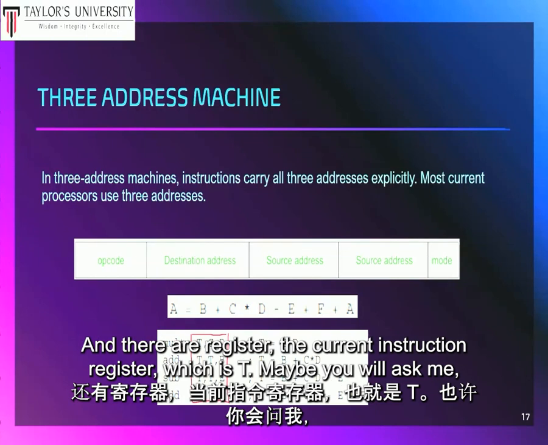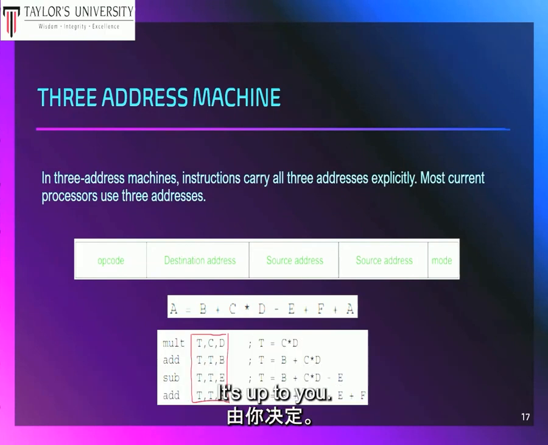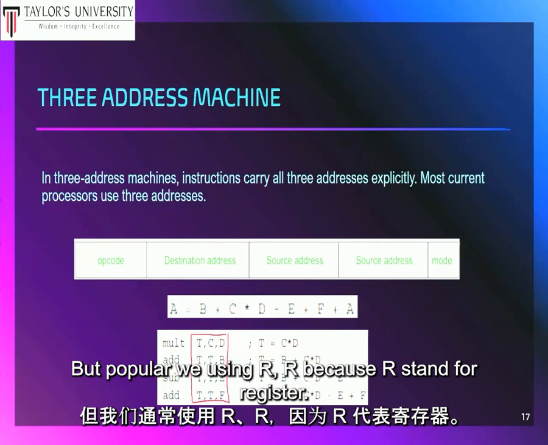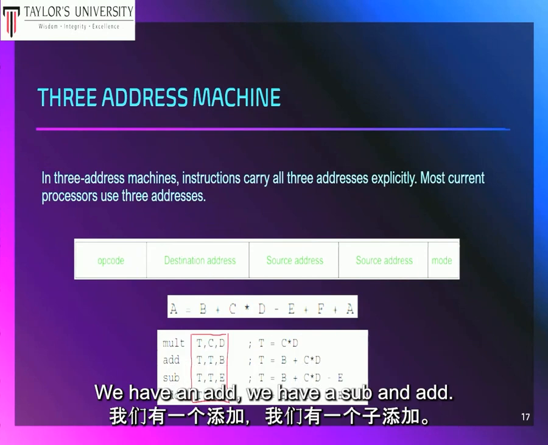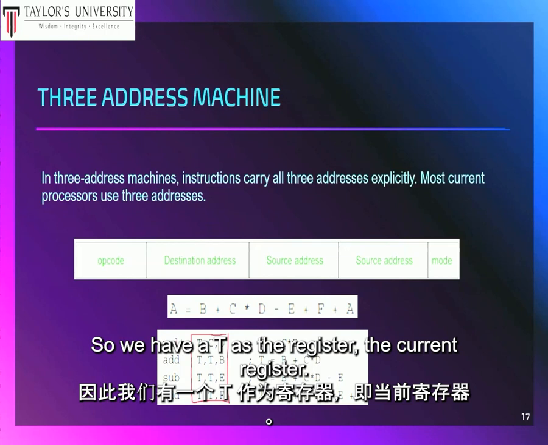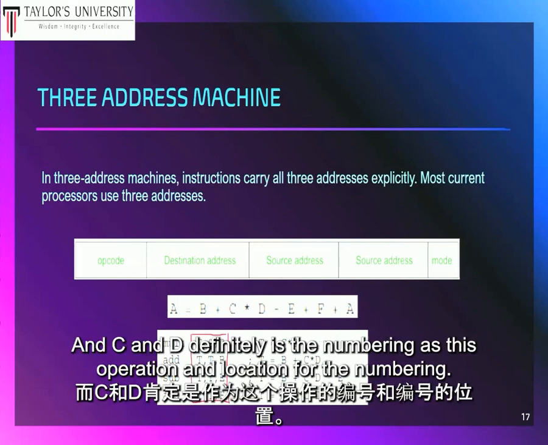And there is a register, the current instruction register, which is T. Maybe you will ask me, can we use a different letter? It's up to you, but popularly we use R, because R stands for register. So if you look here, this is MULT, and then we have a T here. We have an add, we have a sub, and add. So we have T as the current register. And C and D are definitely the numbers for this operation, and the locations for the numbers.